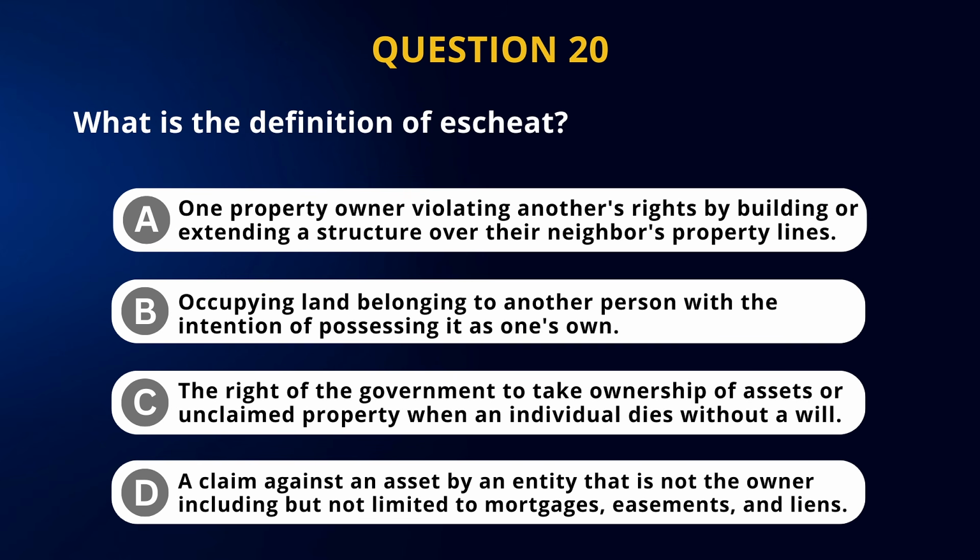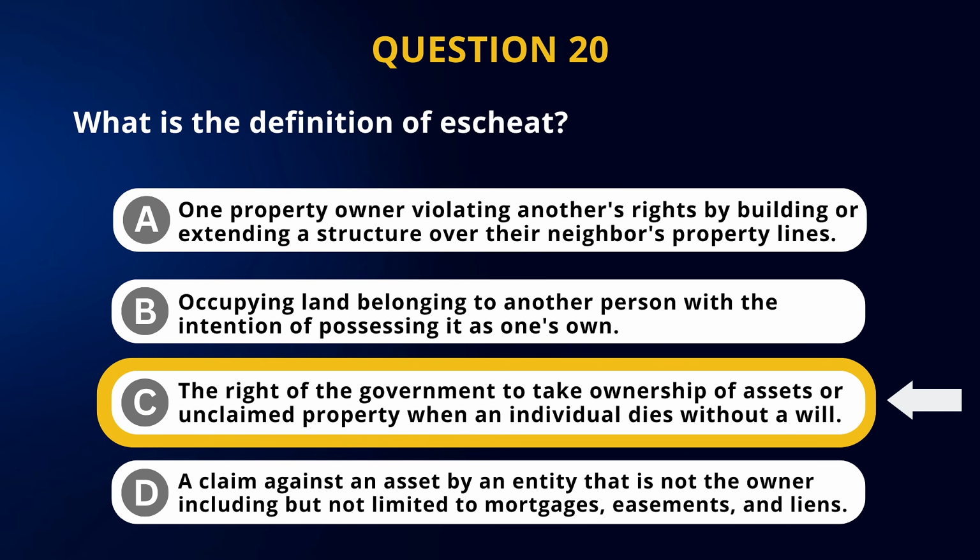What is the definition of escheat? And the answer is letter C, the right of the government to take ownership of assets or unclaimed property when an individual dies without a will. And remember, when they die without a will, they die intestate.